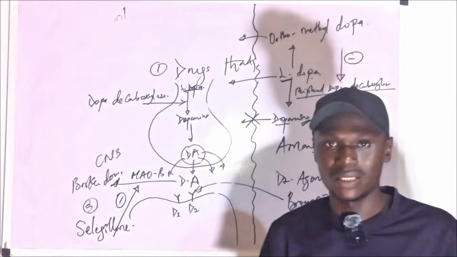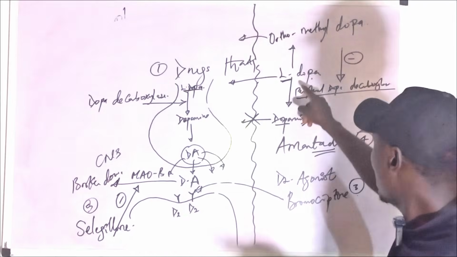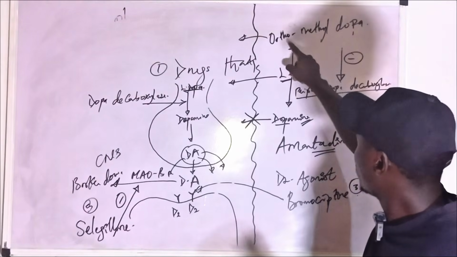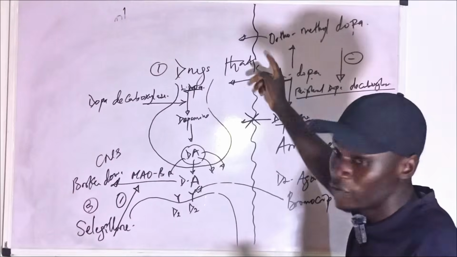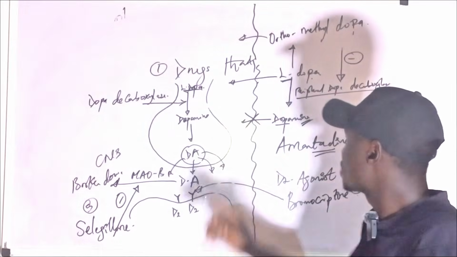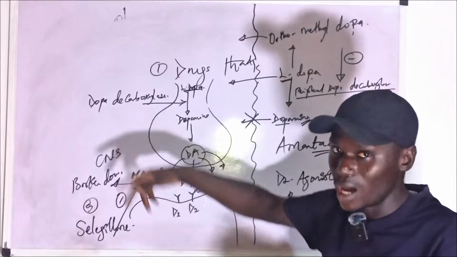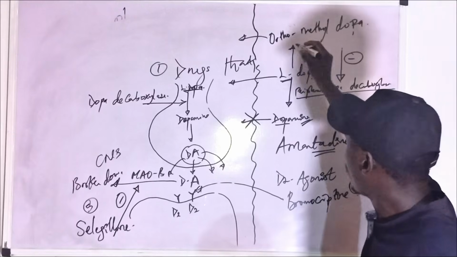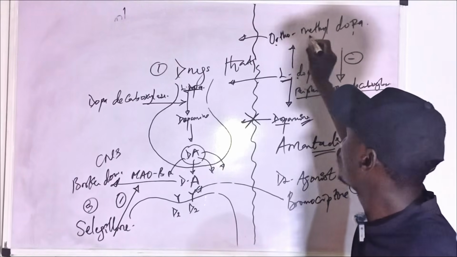What am I trying to say in essence? I'm trying to say that L-dopa can be converted to O-methyl-dopa. And if it's converted to O-methyl-dopa, it is going to compete for the transporter that normally moves L-dopa into the CNS. And that will not be good for us. So that's why we need to inhibit the enzyme that converts L-dopa to O-methyl-dopa.